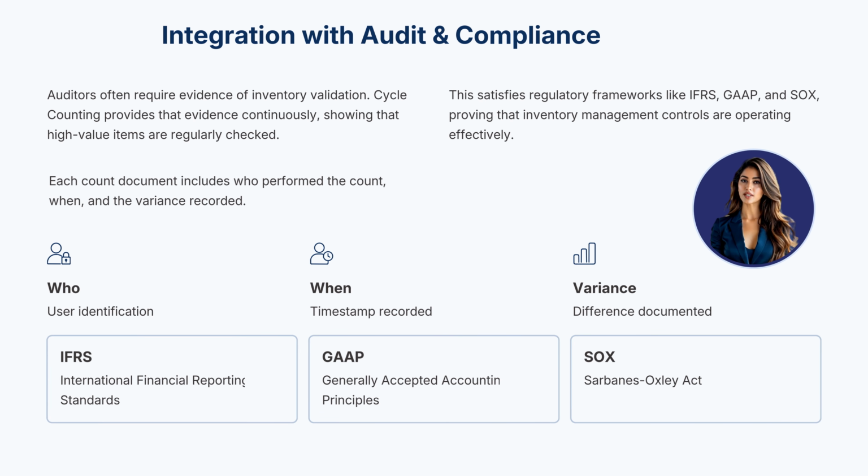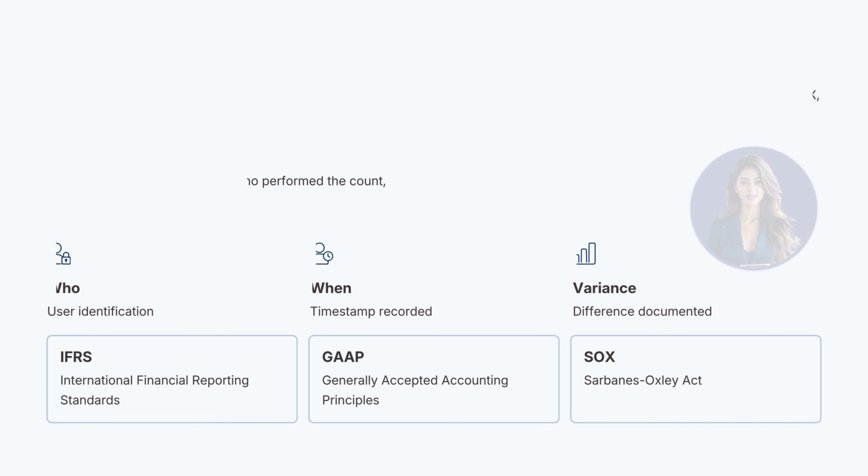Integration with audit and compliance. Cycle counting doesn't just improve operations, it strengthens compliance. Every count in SAP is time-stamped, user-tracked, and archived, creating continuous evidence of control. Auditors can view ongoing validations of high-value materials, eliminating the need for large-scale year-end verification. This aligns with global accounting standards like IFRS and SOX, which favor periodic validation over one-time checks.